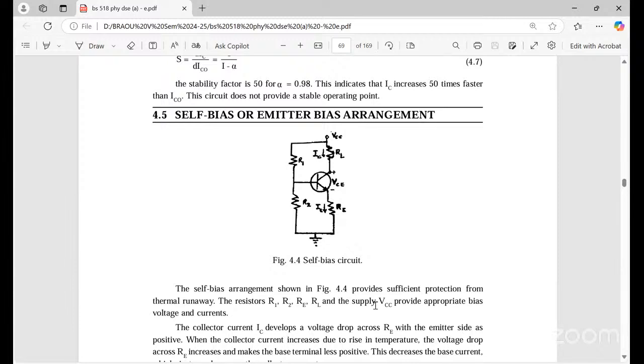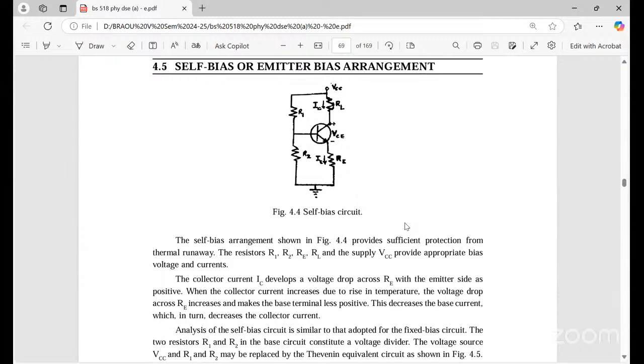When the collector current increases due to the rise in temperature, the voltage drop across RE increases, which makes the base terminal less positive. This decreases the base current, which in turn decreases the collector current. That means whenever the collector current increases due to temperature, the voltage drop across RE also increases, so the base is less positive. If it is less positive, there is a decrease in the base current, which again decreases the collector current here.